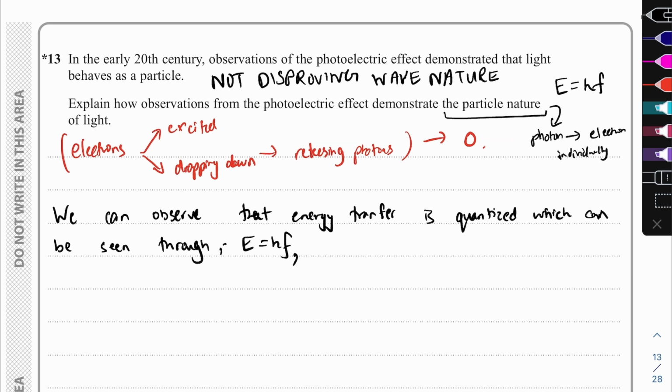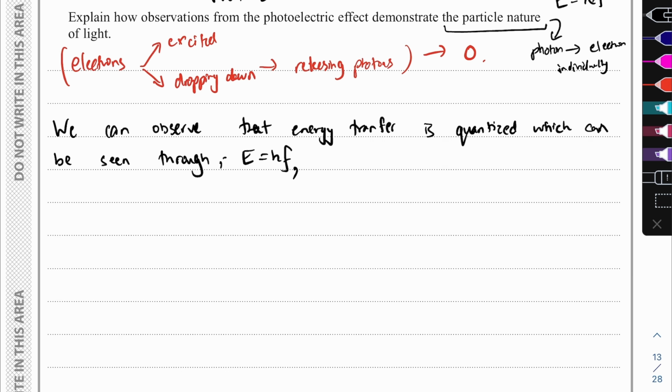Because particles, right? So we have to mention it where each photon interacts with an individual electron. Okay. Now the second part. So that's the first thing we mentioned, that it's quantized, and we mentioned that it has to be individual because we're trying to show the particle nature.